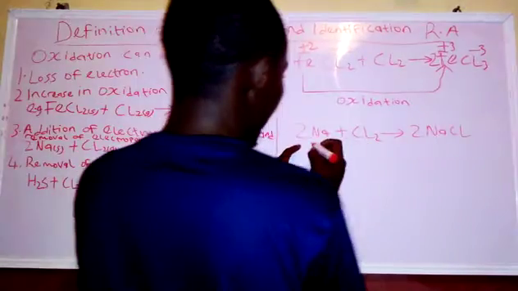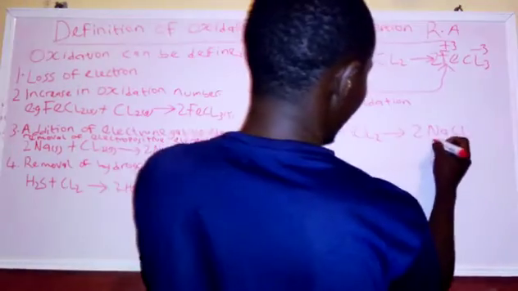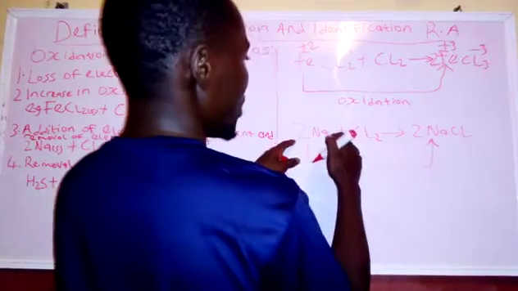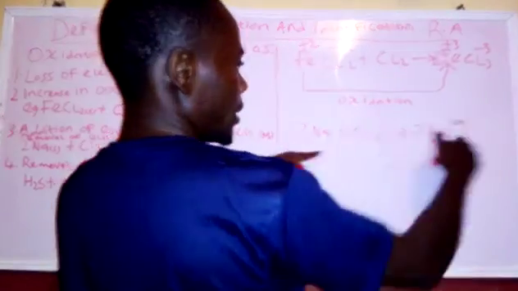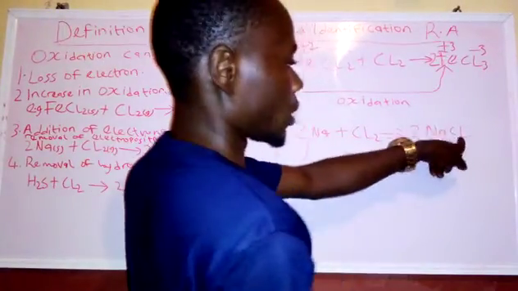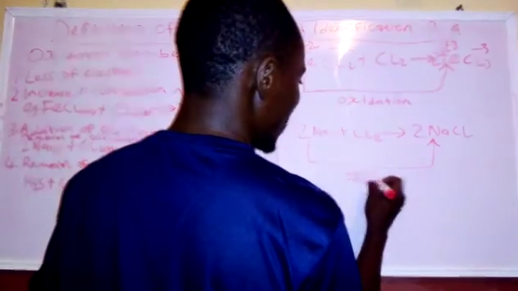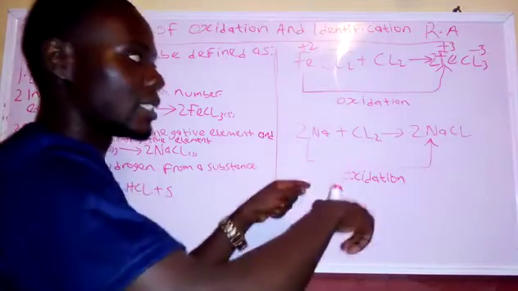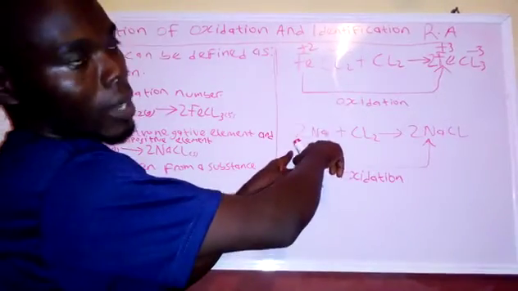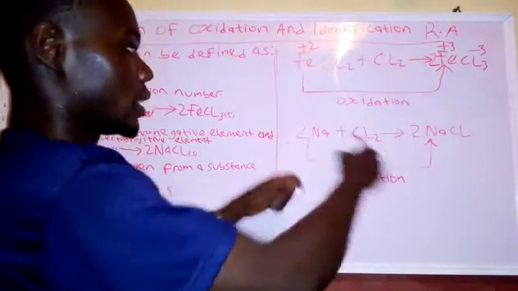Now look at chlorine here. We had sodium here, and chlorine was added to it. So this is what we call oxidation, because it is a reaction in which an electronegative element was added to another element. So that's why this is an oxidation reaction.